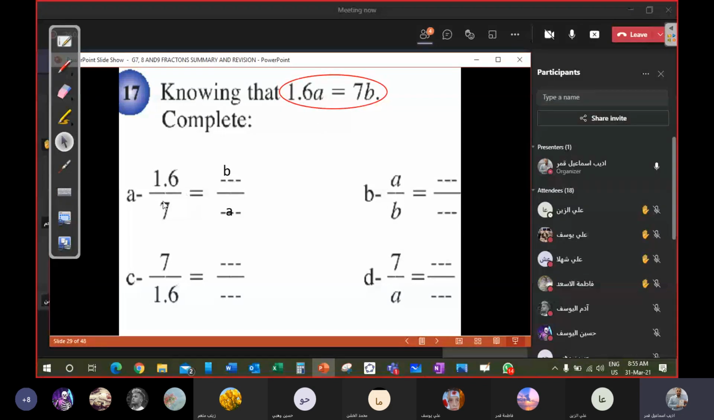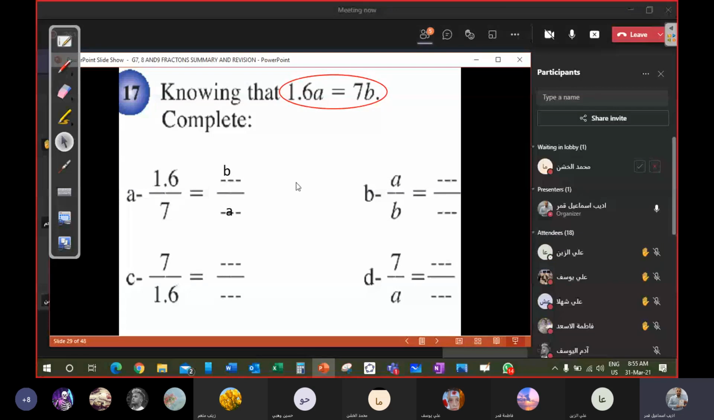In part B, we have the ratio a over b. To get 1.6a equals 7b, we put 7 in the numerator in the other fraction and 1.6 in the denominator. In part C, we have the fraction 7 over 1.6. To get this equation 1.6a equals 7b, we put a over b, since we have 1.6 times a is equal to 1.6a and 7 times b equal 7b.